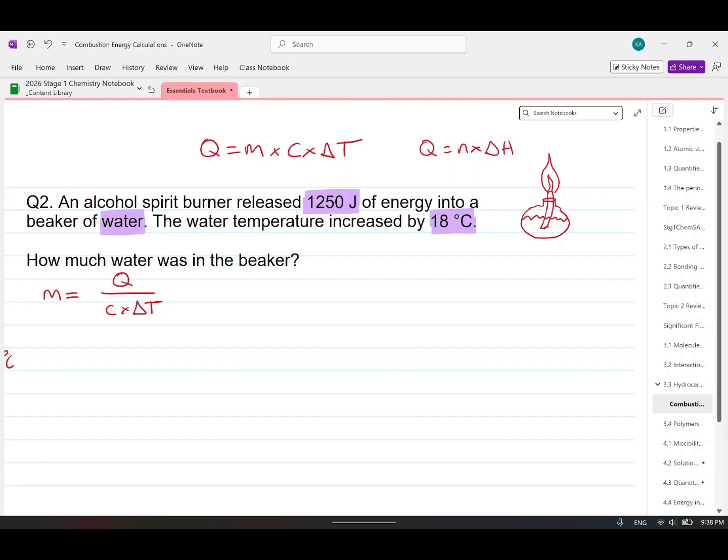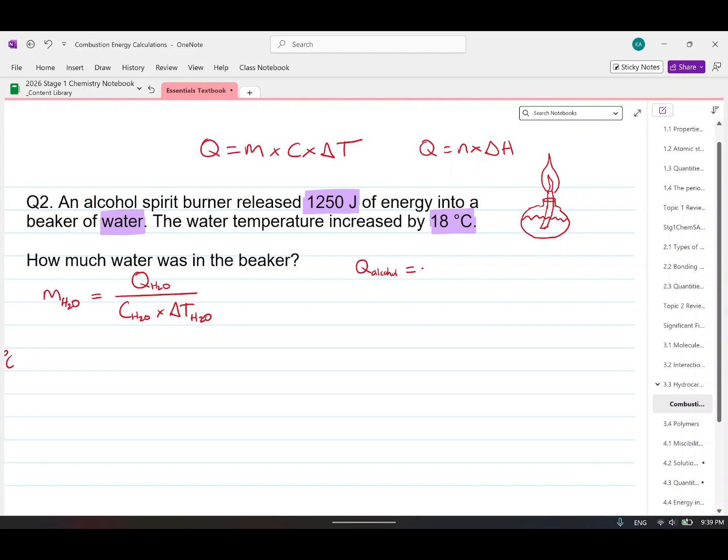So let's put some information down. Actually, I'm going to be more specific, because I do want you to try and do this yourself if you can. The mass of H2O is the Q of H2O divided by the C of H2O times the delta T of H2O. Whether it's H2O or water, same thing. The Q is the amount of energy released by the spirit burner into a beaker of water, so technically it's the Q of the alcohol, which is equal to, actually let's do this. I'm going to introduce a bit of maths here.